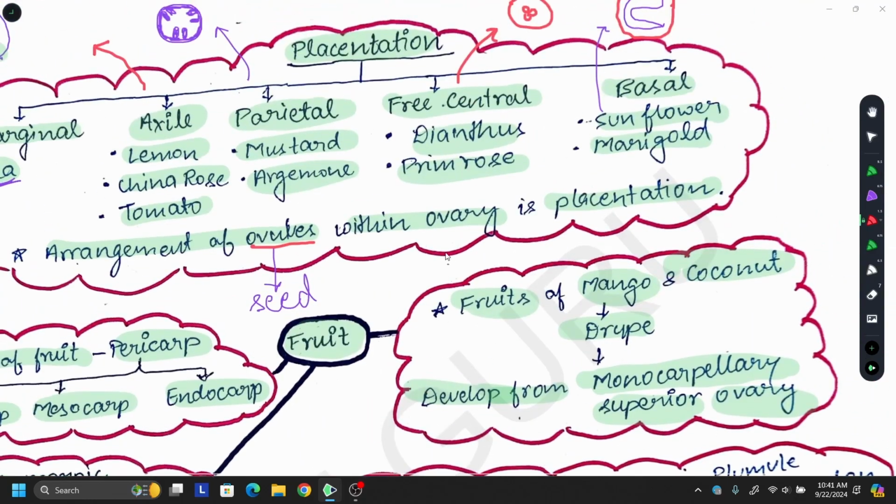Here is one thing I also want to clarify: as ovules develop into the seed, the ovary is the part which develops into fruit. Fruits are basically ripened ovary. So when the ovary becomes ripened, or you can say when the ovary becomes mature, it is basically fruit.